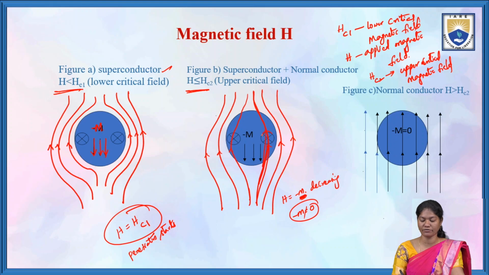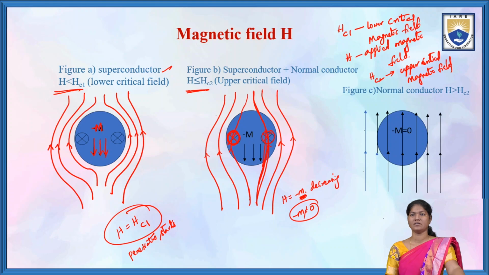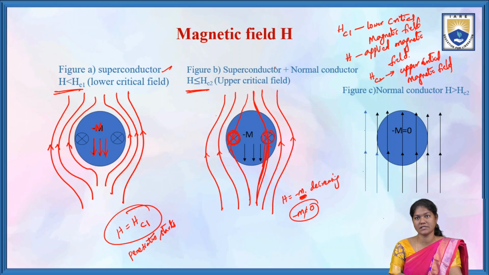That is at both the ends of the superconductor, marked with cross. Here some of the magnetic lines are ejected and a very small amount of magnetic lines are passing through the superconductor at the ends. So in this case, where H is less than Hc2, it acts as a superconductor as well as a normal conductor.